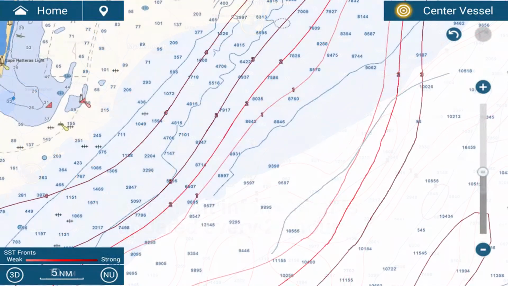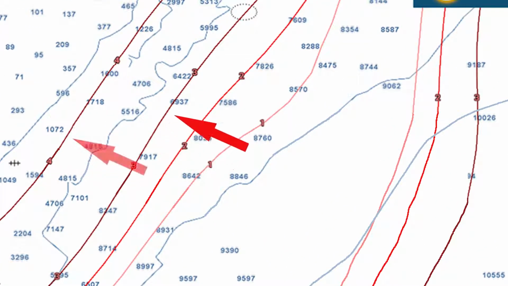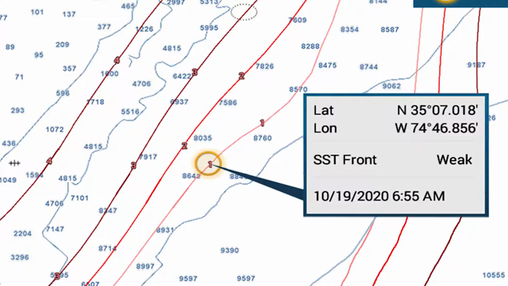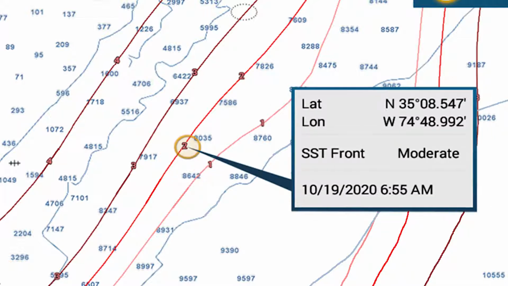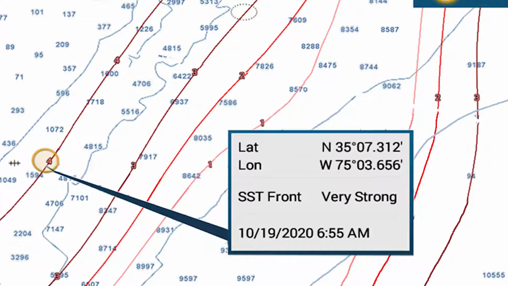Steep temperature changes, or fronts, concentrate nutrients, which attracts bait fish and create barriers to fish movement. The location of strong and very strong fronts are good places to find game fish. Sea surface temperature fronts are based on a scale from 1 to 4, 1 being a weak front, 2 being a moderate front, 3 being a strong front, and 4 being a very strong front.